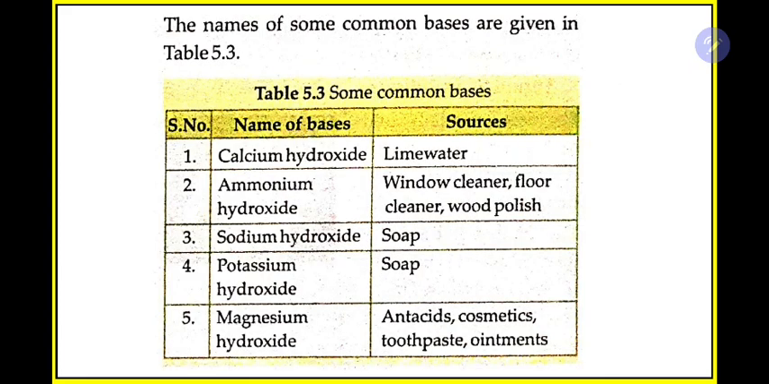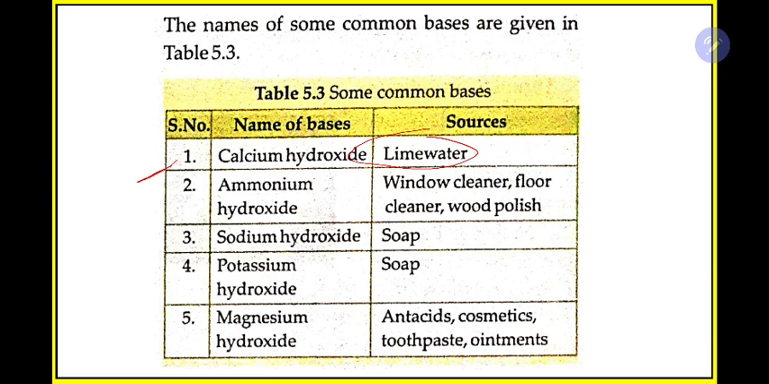Moving to the next, here we have some common bases and their sources. The first base is calcium hydroxide. So from where do we get it? Calcium hydroxide comes from lime water. Lime means chun. In common language we call lime chun, right, which people used to eat with pan. So calcium hydroxide we get from lime water.